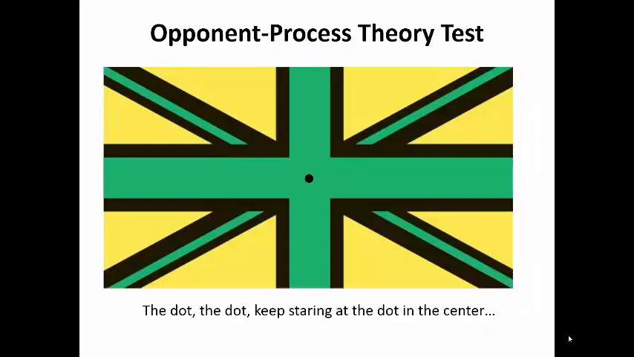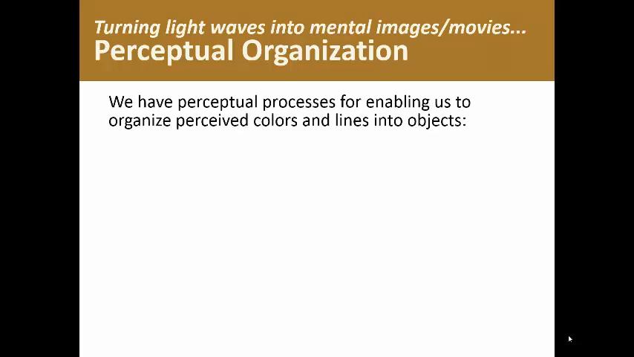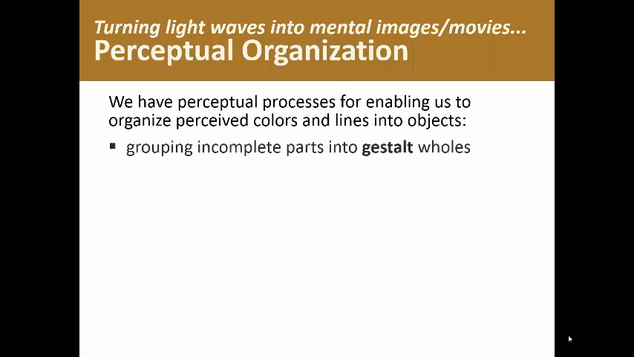So keep staring at the dot at the center of this image. So you're focused on the dot. Okay, keep looking at the dot. And now can you see the lines that are there? It's pretty cool, right? So we have perceptual processes for enabling us to organize perceived colors and lines into objects.